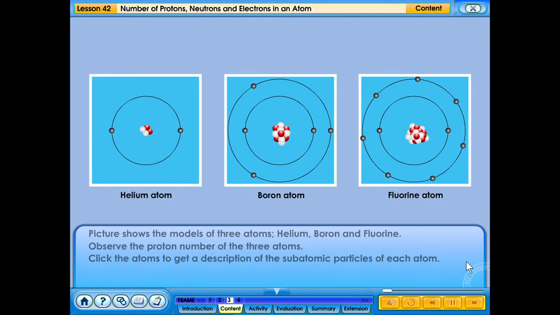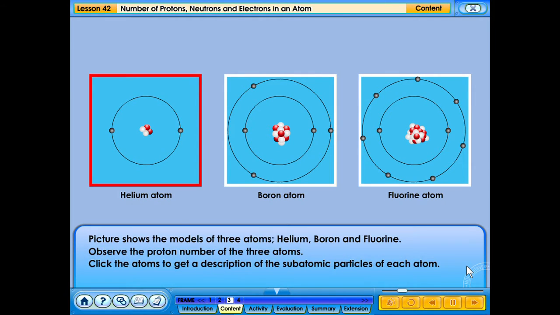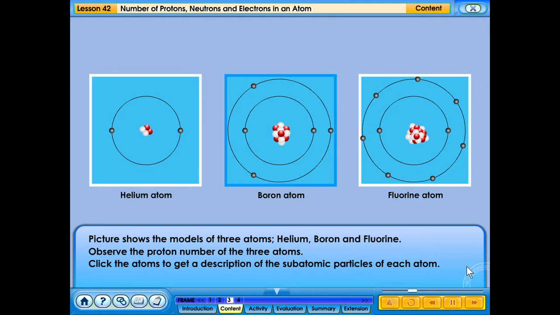Picture shows the models of 3 atoms, helium, boron and fluorine. Observe the proton number of the 3 atoms. Click the atoms to get a description of the subatomic particles of each atom.